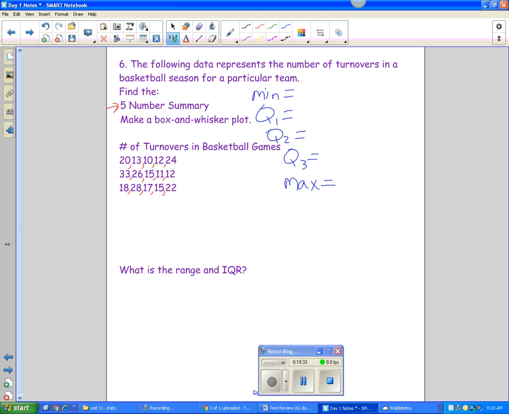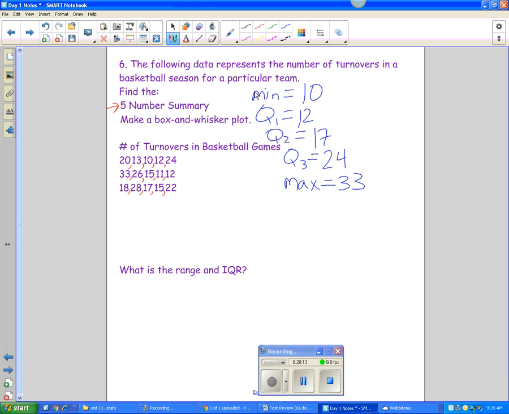All right, Elijah, what does it tell you for the minimum? 10. Stephen R., what does it tell you for Q1? Samari, what's it tell you for Q1? Chase, what do you got for Q2? Yeah, Q2 is the same thing as the median. LeVar, what you got for Q3? And Madison, the maximum? 33. All right, anybody have a question about those?